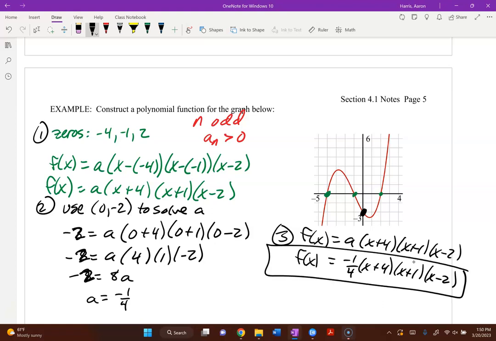And if I multiplied all that out, you'd see, hey, I got a third degree. -1/4 x cubed is my first term, and the leading coefficient is negative. So it goes down to the left, up to the right. Sure enough, it does, right? And it's going to hit those zeros and everything.